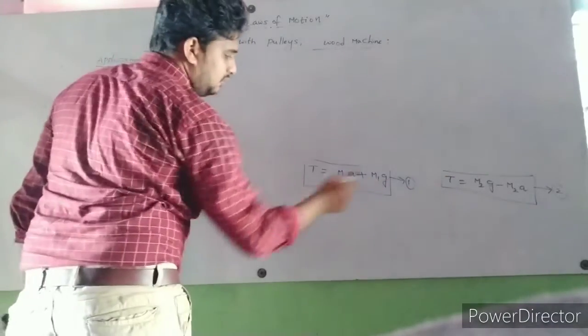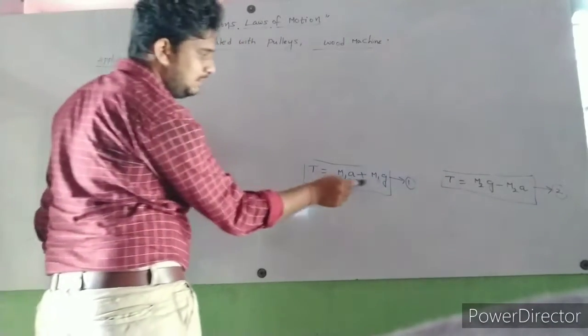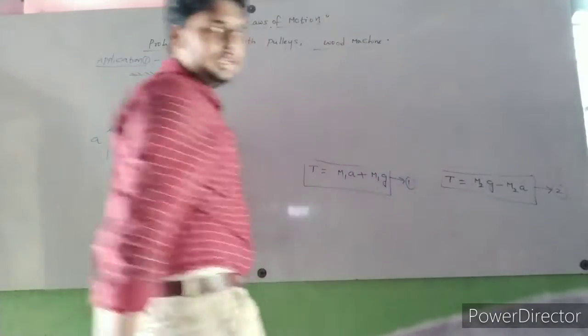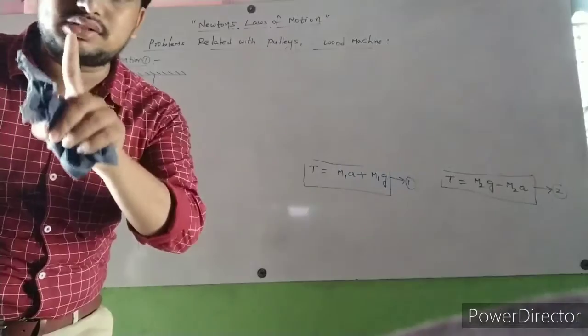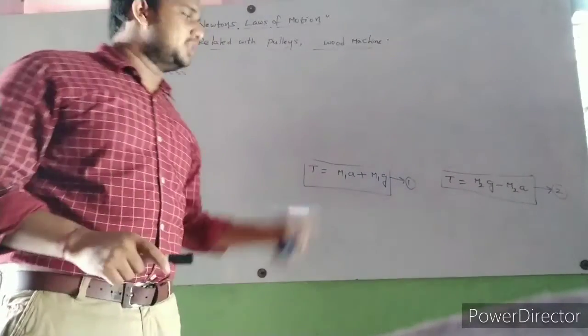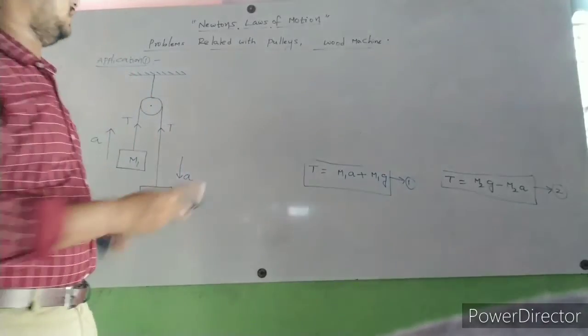Observe carefully. Here, first equation: tension is equal to M1A plus M1G. Second equation: tension is equal to M2G minus M2A. Here, in both cases, tension force is same or not? In both cases tension force is same. So that's why we equate 1 and 2 equation.